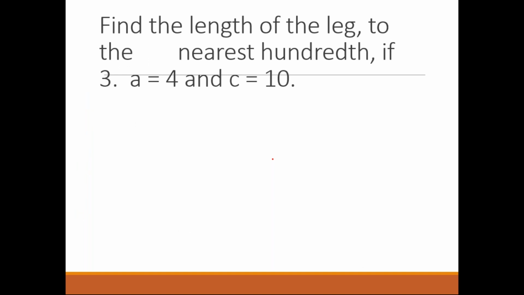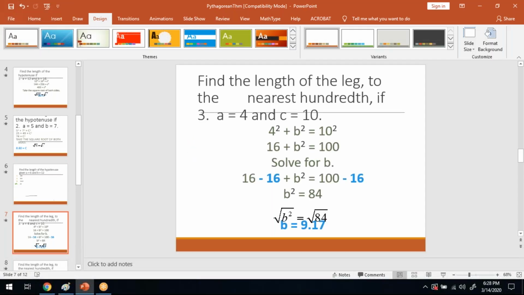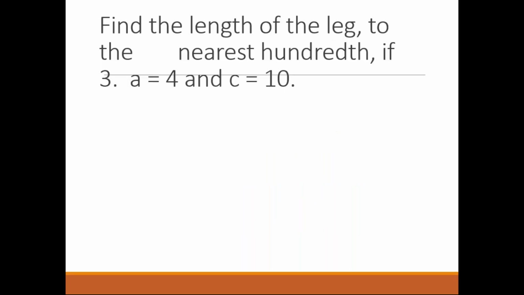Find the length of the leg if A is 4 and C is 10. In this case, I already have the answer, so I will show you from here. I know the hypotenuse and I know one leg. So I'm going to find the other leg. A squared plus B squared equals C squared.